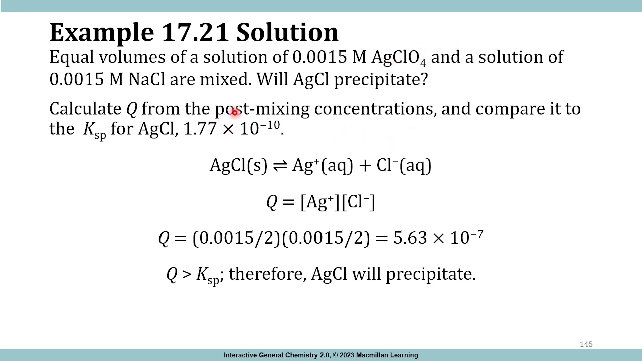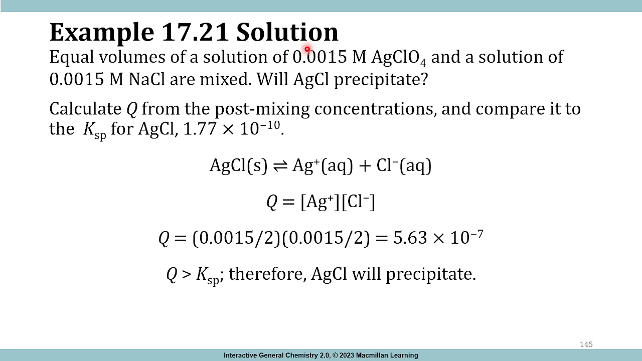Okay, so again, we are going to calculate the Q and see if it is greater than, equal to, or less than the KSP. If it's greater than the KSP, this means it is going to precipitate, isn't it? So we go ahead and set up our Q. These are equal AgCl, so 1 to 1.